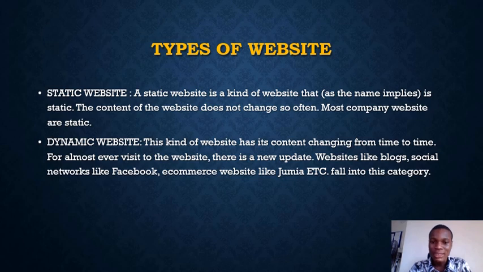Most company websites are static websites, their contents are always the same. But a dynamic website is the kind of website that has its content changing from time to time. If you visit it today and visit it 2 minutes later, the contents have changed. Examples are Facebook. If you visit Facebook now and refresh again, all the contents have already changed. E-commerce websites like Jumia too. We have blog websites too, like Punch newspaper. Their contents change from time to time, so they are called dynamic websites. But static websites are websites that if you visit today, almost everything is the same every time.